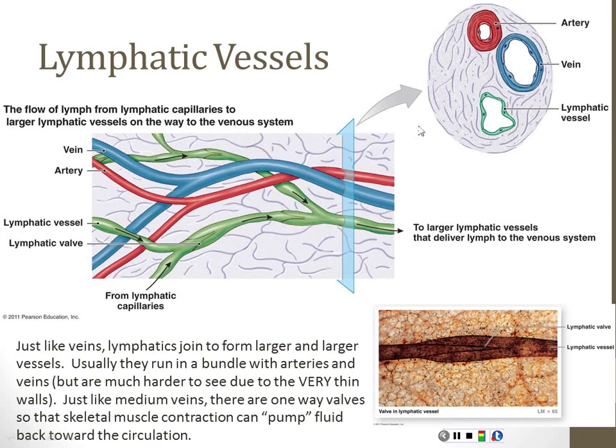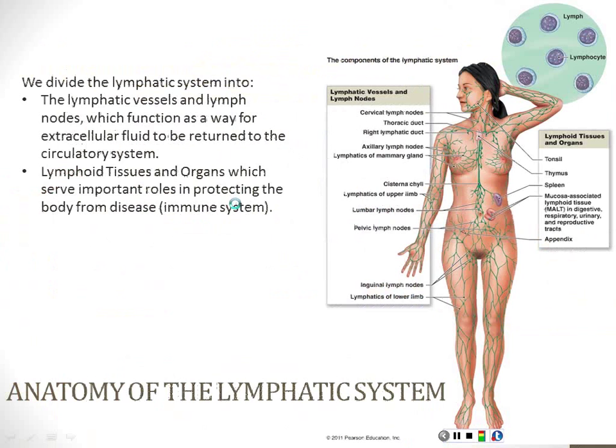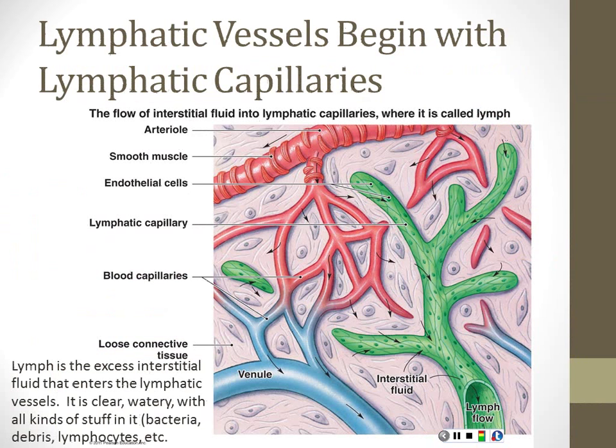I also want you to see that, just like we find in medium-sized veins, all lymphatic vessels have valves that allow fluid to flow only in one direction. So fluid never flows backwards in the lymphatic system. It only flows from the lymphatic capillaries, these guys, up towards the rest of the body. So it only flows towards the trunk from the arms and legs. It only flows up from the abdomen, down from the head, because it's all headed right here, as we're going to talk about in a minute. Okay, so that's the lymphatic system.